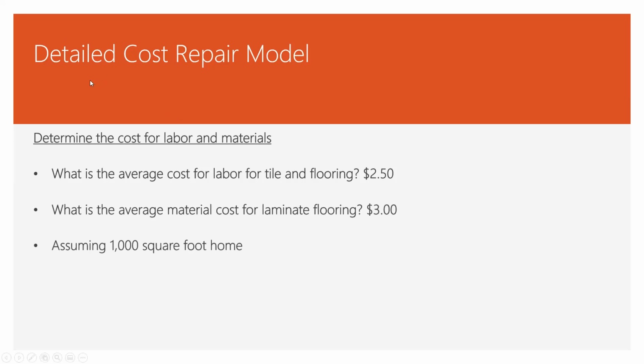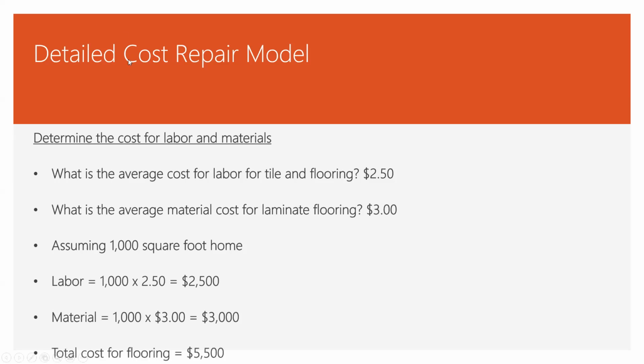Assume a 1,000 square foot home. Now we're just going to do labor and materials. We know what the average labor is. We know what the material cost is. We've got a 1,000 square foot home. So the labor, 1,000 times $2.50, is $2,500. The materials, 1,000 times $3, is $3,000. So the total cost just to do the flooring in this particular project is $5,500. Any questions?